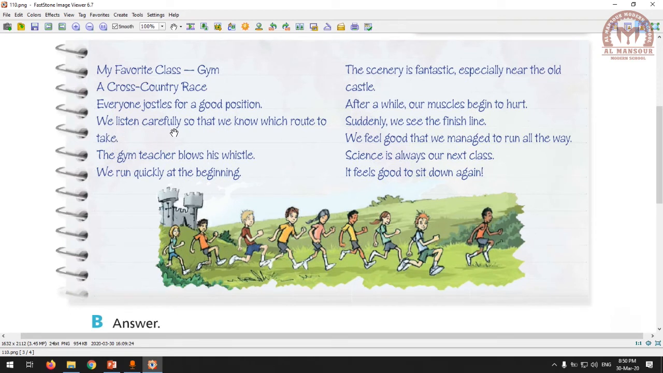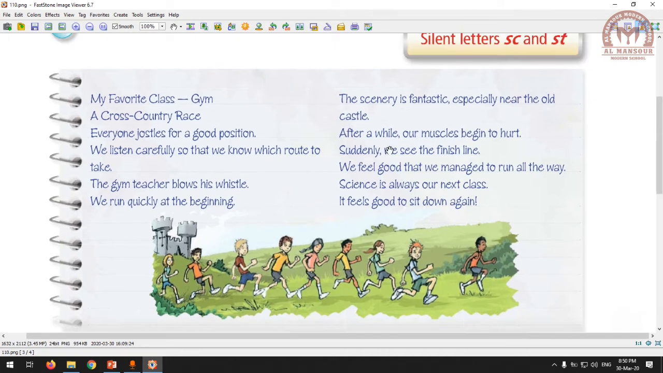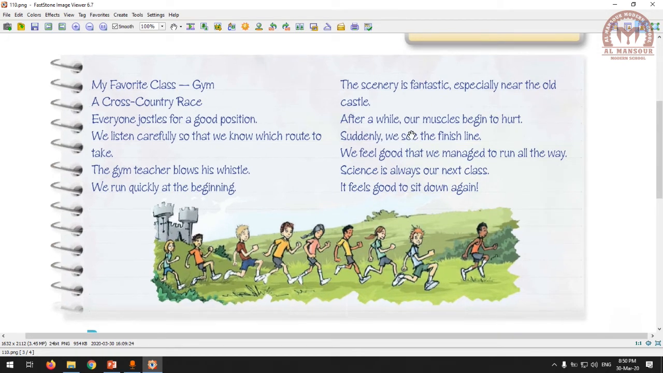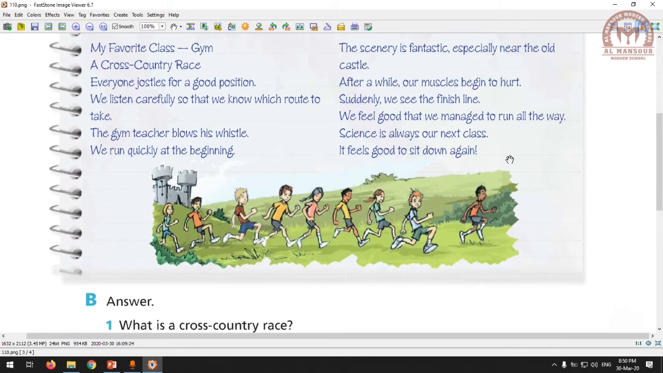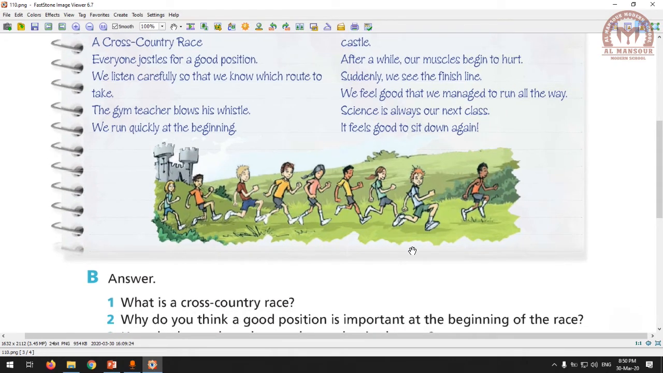Okay, we listen carefully so that we know which route to take. The gym teacher blows his whistle. We run quickly at the beginning. The scenery is fantastic, especially near the old castle. After a while, our muscles began to hurt. Suddenly, we see the finish line. We feel good that we managed to run all the way. Science is always our next class. It feels good to sit down again.